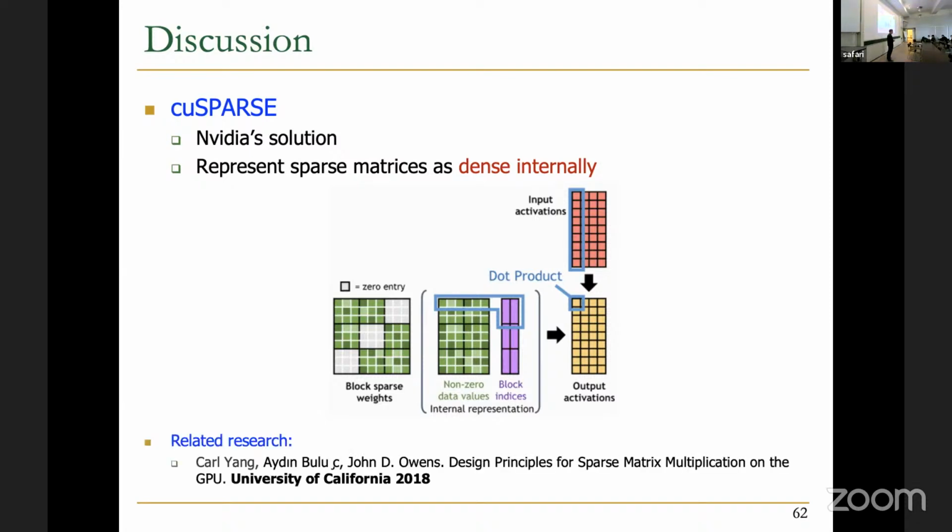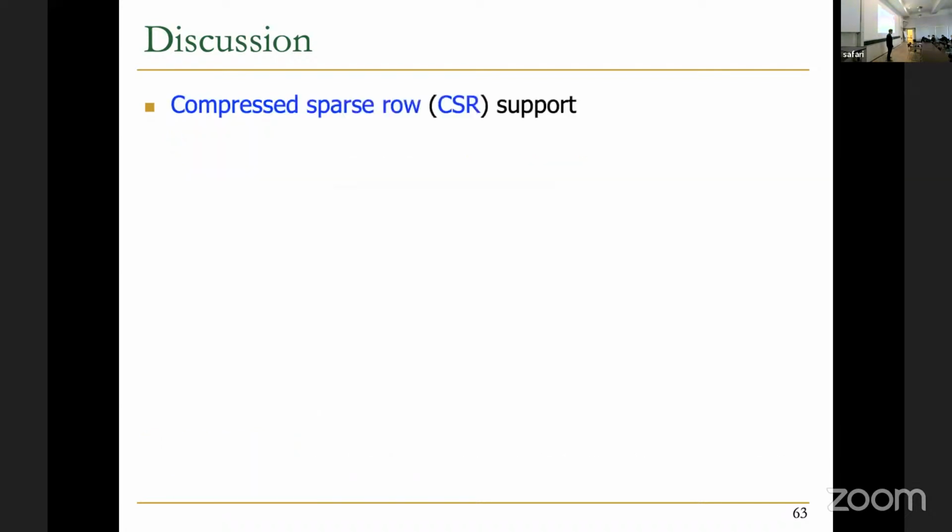If you're interested in more of this, you can take a look at this paper, Design Principles for Sparse Matrix Multiplication on the GPU, published by University of California. It's explained in detail how this essentially works. Okay.